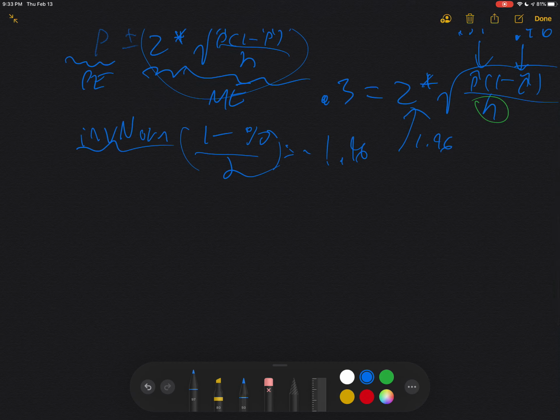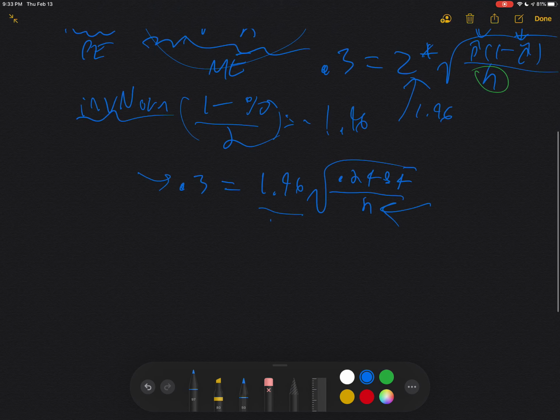From here, I would just plug in your values. You have 0.3 equals 1.96 times the square root of 0.54 times 0.46, so 0.2484 over n. So we can solve for n and see what sample size would give us a margin of error of 0.3. We can divide both sides by 1.96, so we get 0.3 over 1.96, which gives us 0.153 equals the square root of 0.2484 over n.